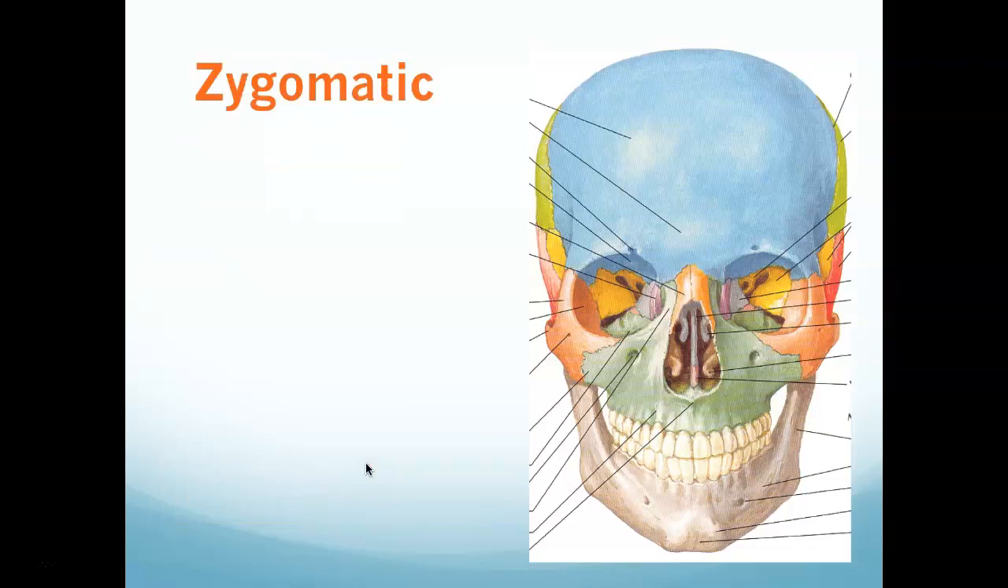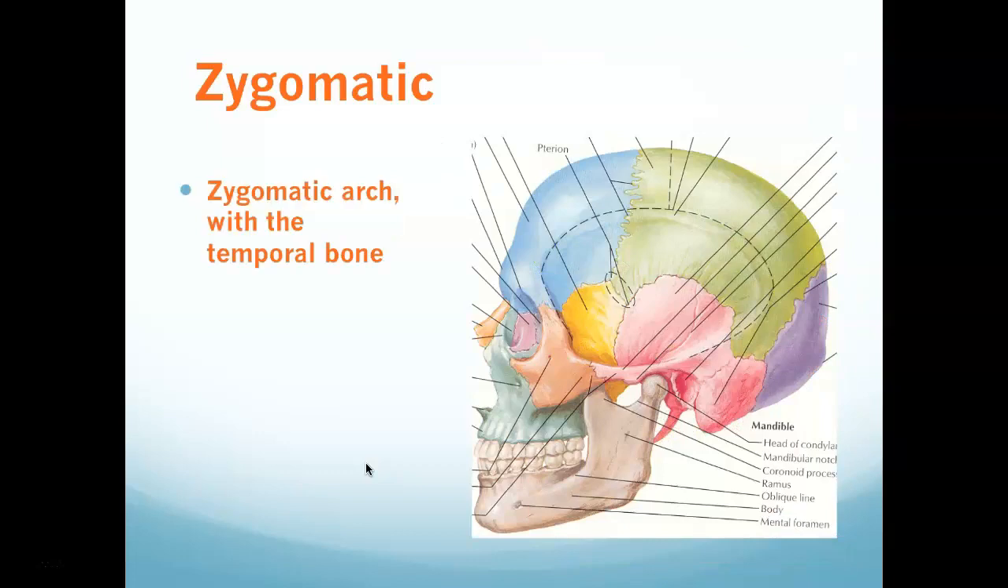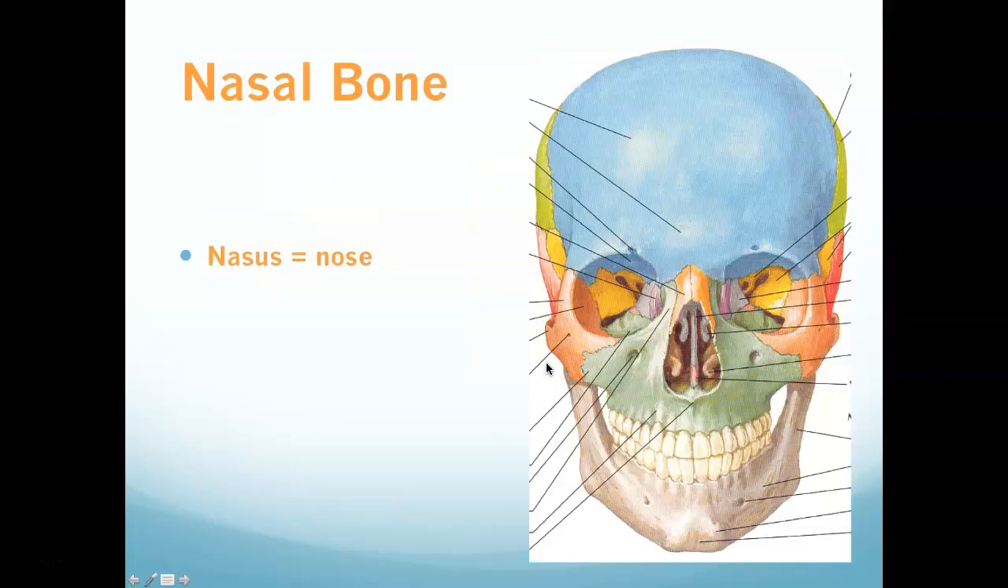Next we have our zygomatic bone, and as I mentioned earlier, this makes up your cheekbones, or helps make up your cheekbones. Zygoma means to yoke or a bar joining. So you could kind of see how the zygomatic arch at this point is joining the zygomatic arch on our temporal bone to create that cheekbone. The zygomatic bone itself makes up the anterior portion of our cheek though.